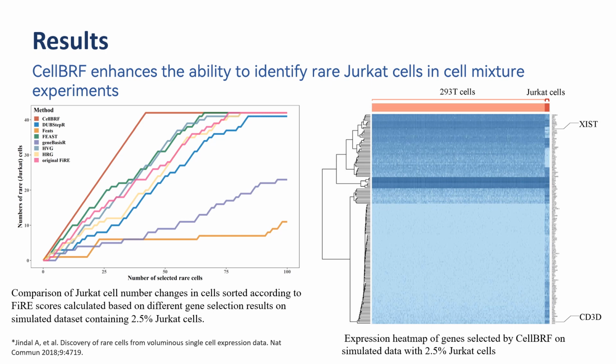We further observe the expression of CellBRF selected genes in the right figure, and we found that these genes are significantly differentially expressed in these two types, including the Jurkat cell type specific marker CD3D and the 293T cell type specific marker XIST.